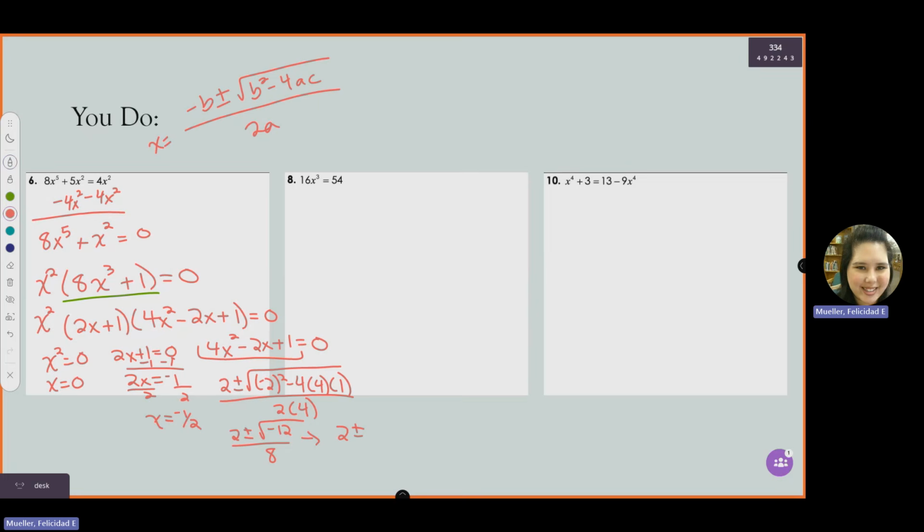So this becomes 2i square root of 3 over 8, which would simplify to 1 plus or minus i square root of 3 over 4. So let's go ahead and take a look at the next part.